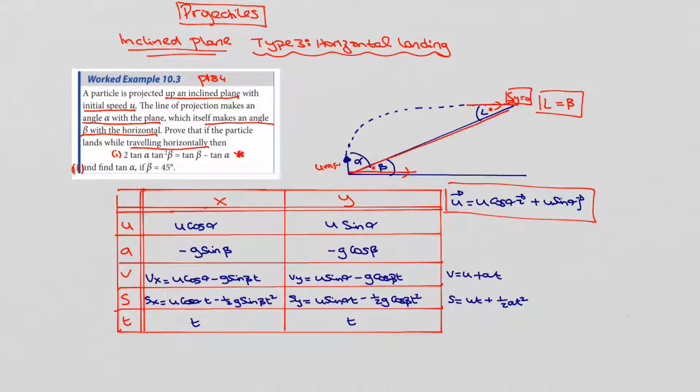So then subbing into v equals u plus at, and subbing into s equals ut plus a half at squared, we end up with our 4 equations for Vx, Vy, Sx and Sy.